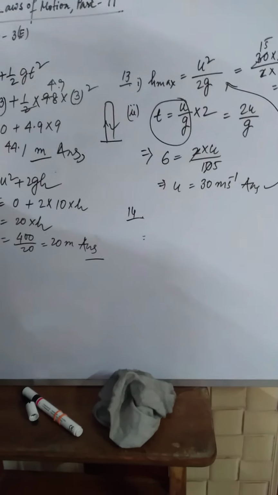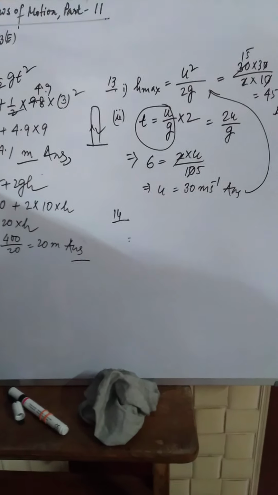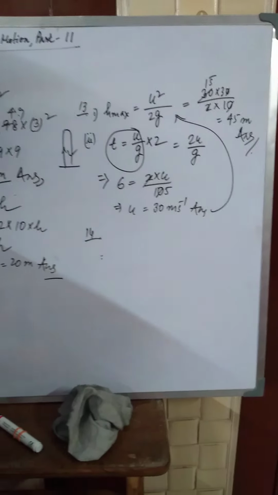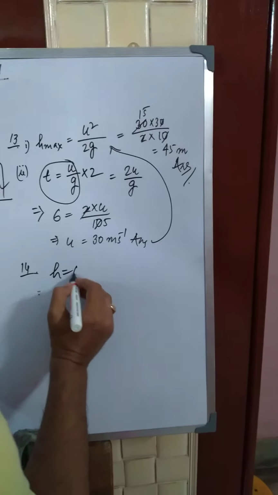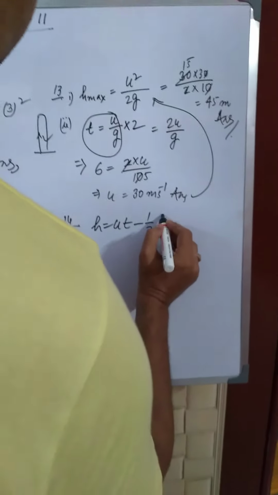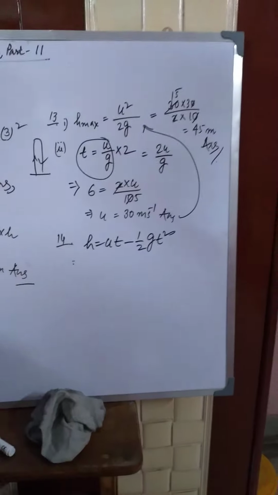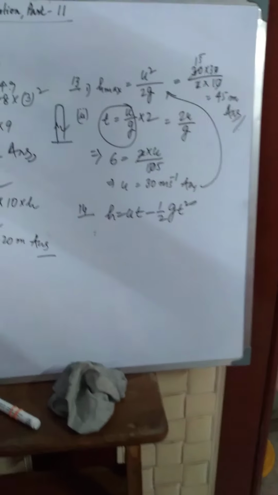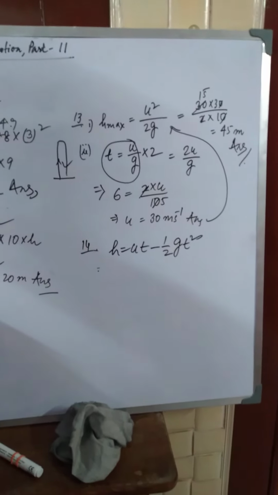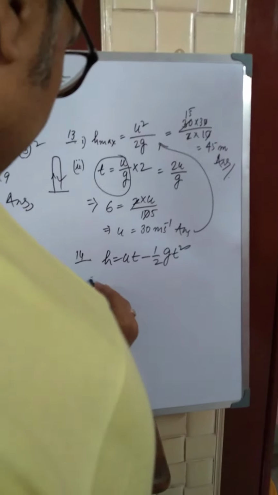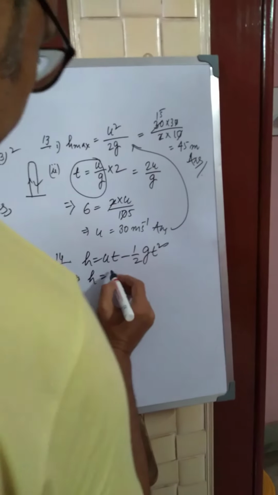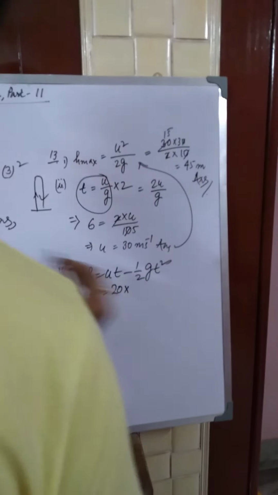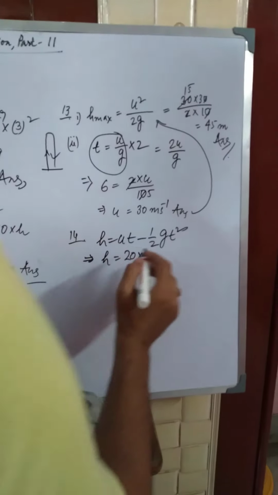So H equal to ut plus half gt square. H equal to ut minus half gt square. Okay, H equal to ut minus half gt square. You have to apply this equation, because you have to find out the height. I made a mistake there, a little bit of confusion. And the pebble is thrown, so the initial velocity is 20. The duration of the time is 2.